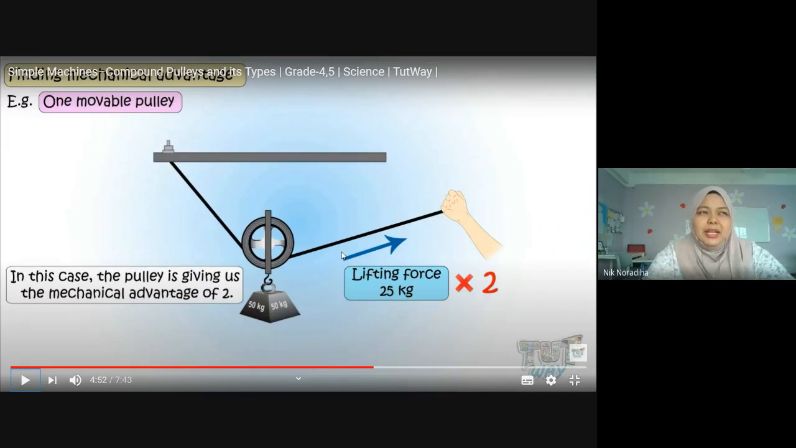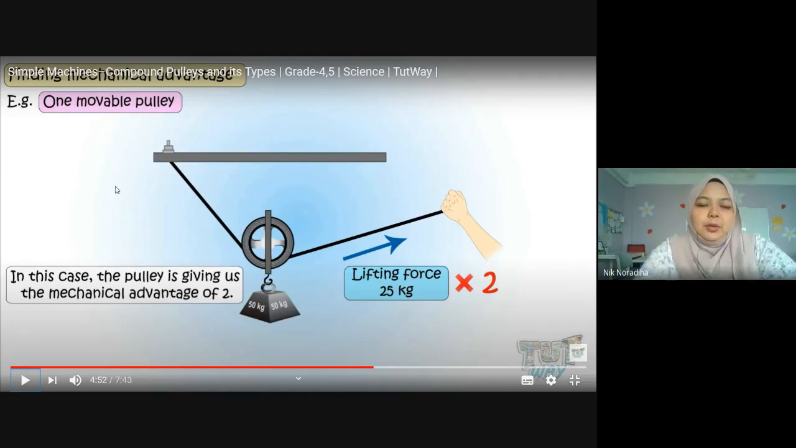To make it easier for you to digest and remember, you can remember that it's easier for you to use that pulley. Mechanical advantage means it's easier for you to lift the load. This is the simple way. If you want to memorize or remember it, just remember that it's easier for you to lift the load. You don't have to pull as hard as with the fixed pulley just now.